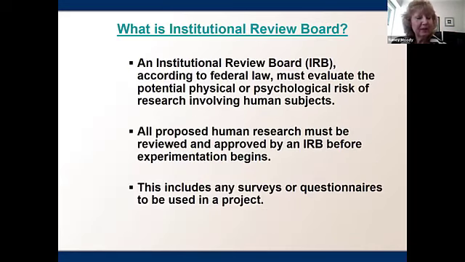So let's go back to the basics. What is an institutional review board? The federal government requires that 5 individuals, one of which has to be unaffiliated with the institution, has to have some diversity in gender.